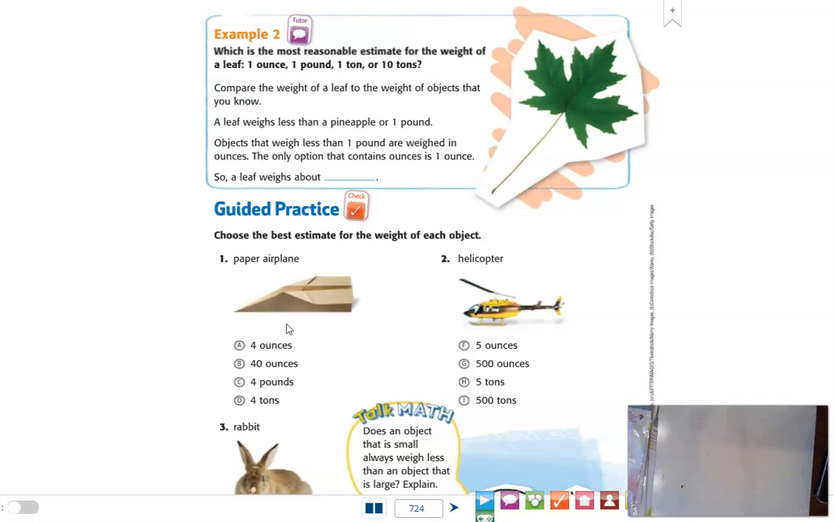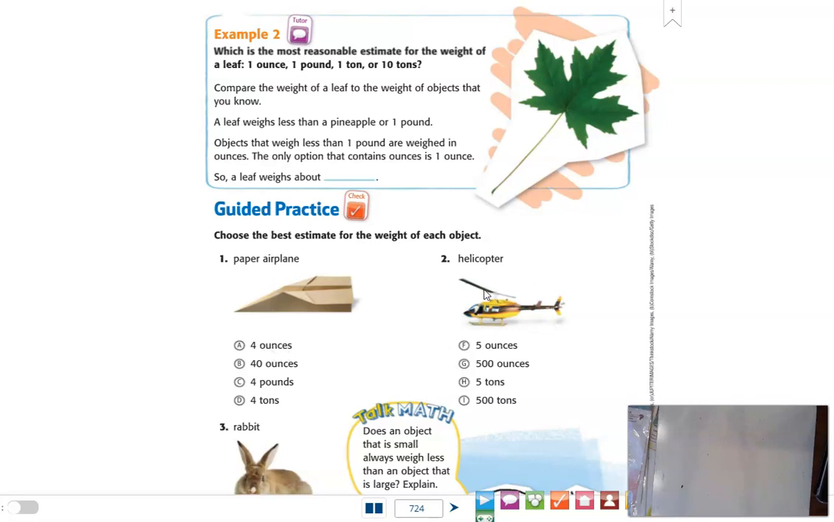Similarly, a paper airplane does not weigh a whole lot, so I'm probably not going to use tons or pounds. Now I'm going to choose between 4 ounces or 40 ounces. If I go back and think about it, it's 4 strawberries or 40 strawberries. 40 strawberries is still kind of a lot. So probably the most reasonable estimate for a paper airplane is going to be 4 ounces.